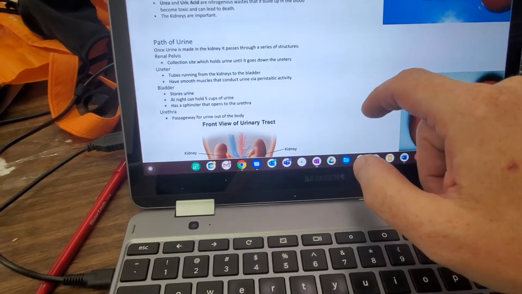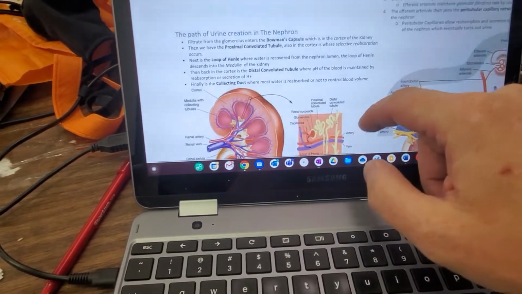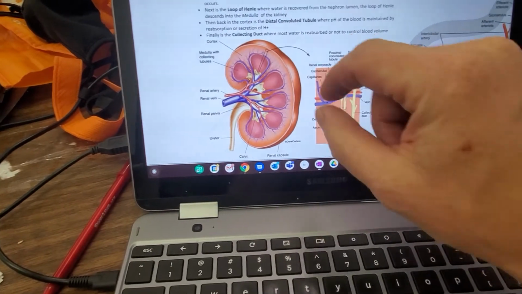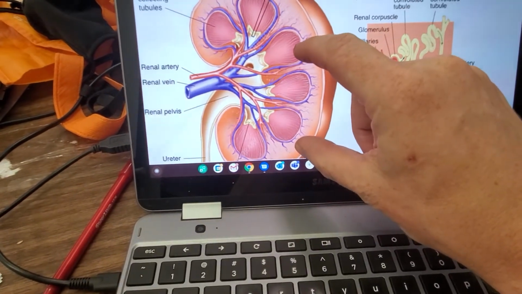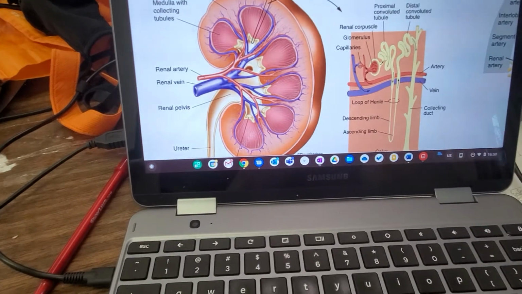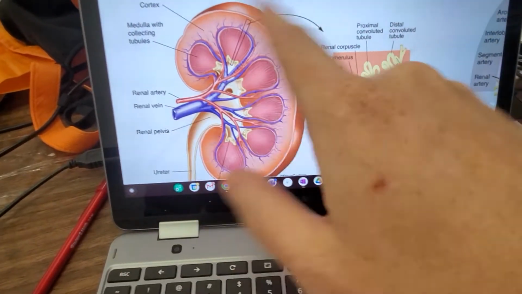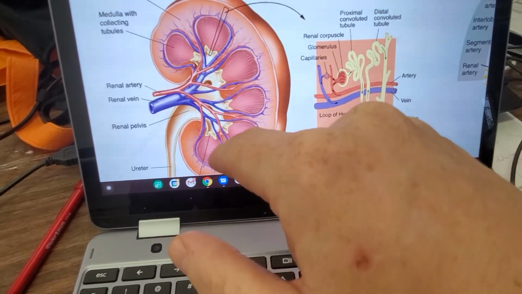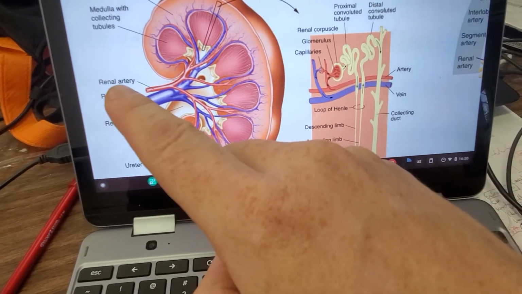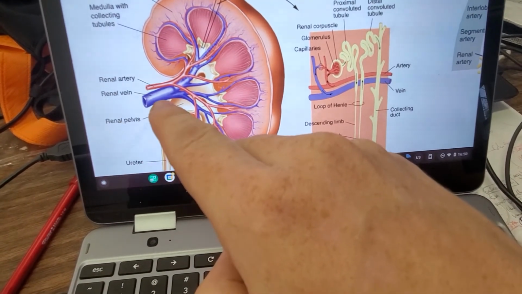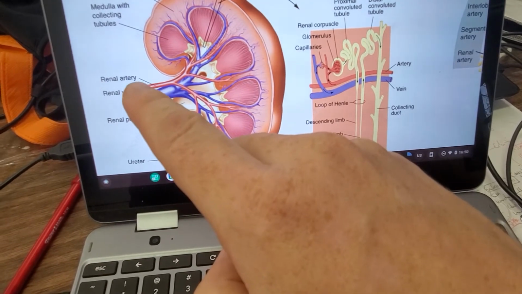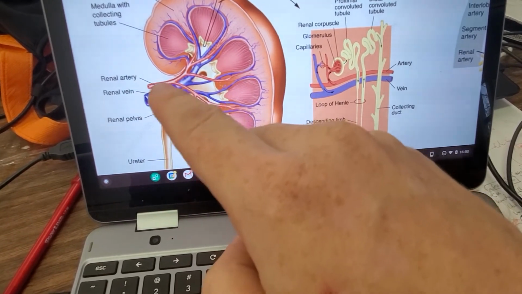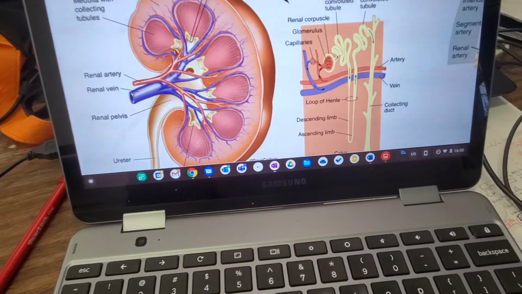So let's break down some kidney. Here is the kidney. And so you're filtering blood. This is what's happening. You're filtering blood. And so this is the renal vein, and this is the renal artery. So this is blood coming from the heart. Remember, this is blood coming from the heart.